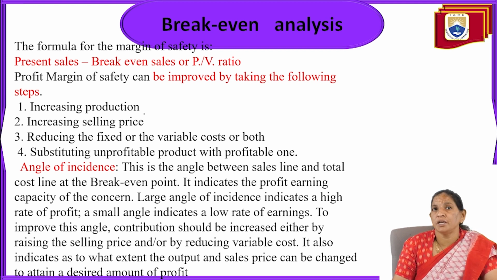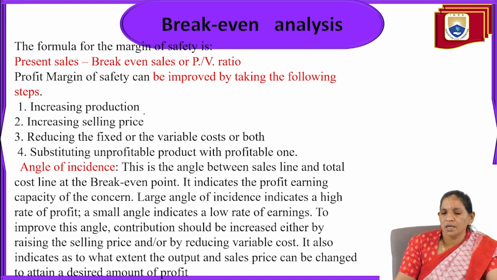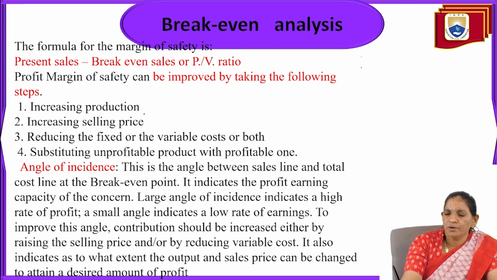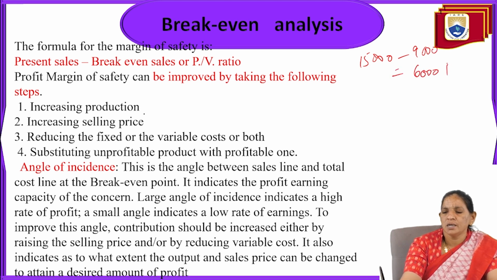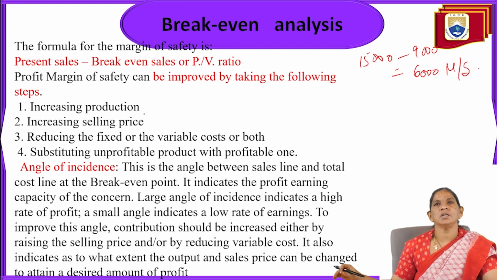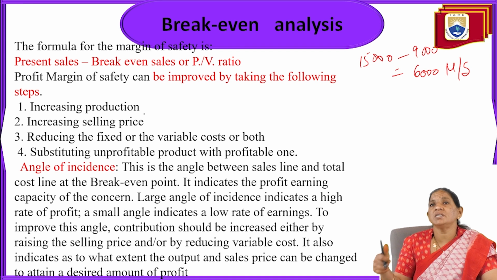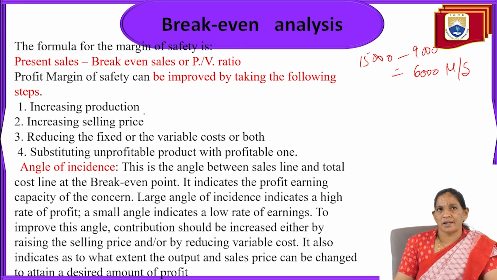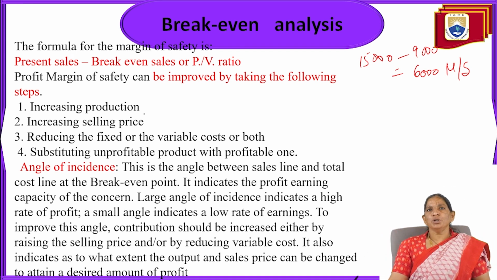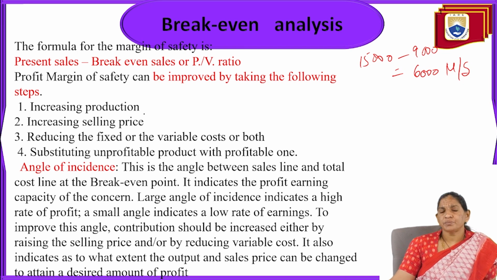When you know this break even point, maybe we sold 15,000 units in the market and we get the break even at 9,000 units. So 15,000 minus 9,000 is the margin of safety, 6,000, saying that though any difficulties come, we are 6,000 in a positive manner. So the organization can have some methods or steps where it can improve the margin of safety.